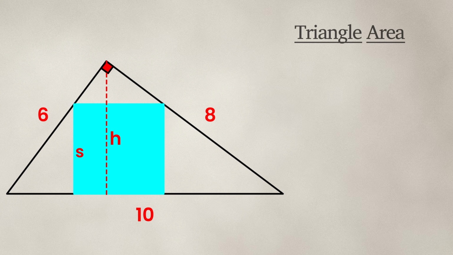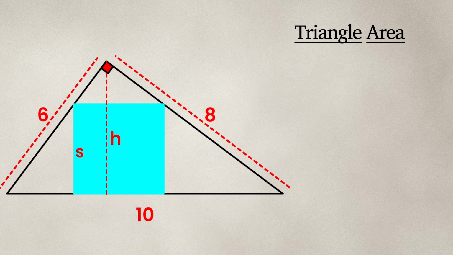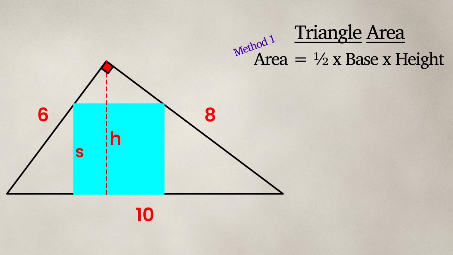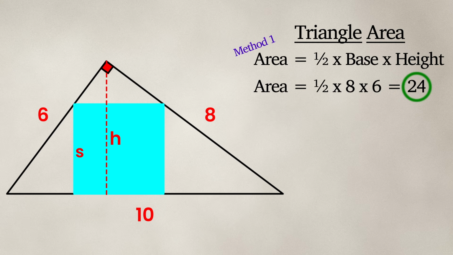We can calculate the triangle's area in two different ways. Method 1, we use the two legs as base and height. And since the legs are already at right angles to each other, they work perfectly. So the area equals half times the base times the height. And using 8 for the base and 6 for the height, we get half times 8 times 6, which equals 24. So our triangle's area is 24 square units.